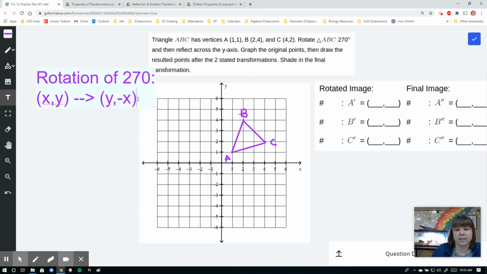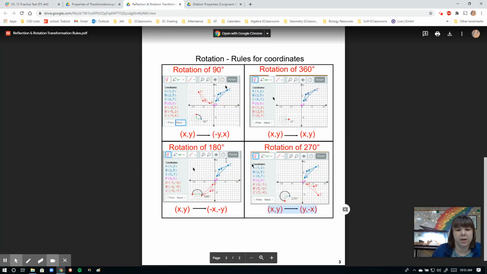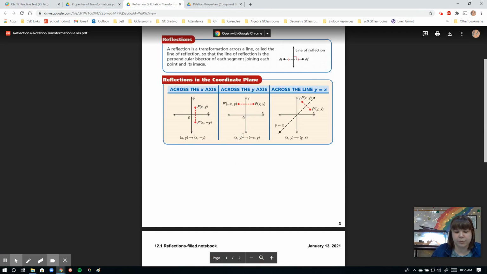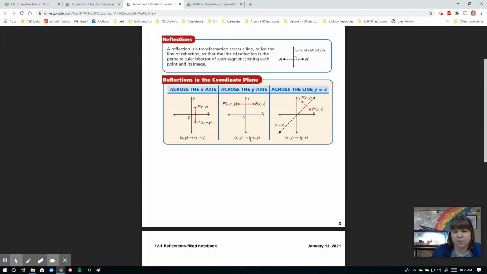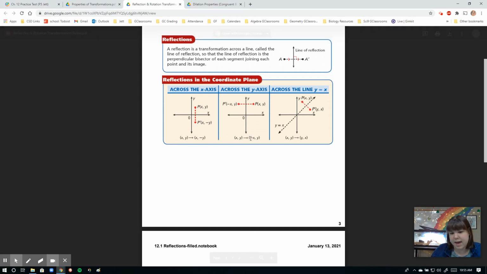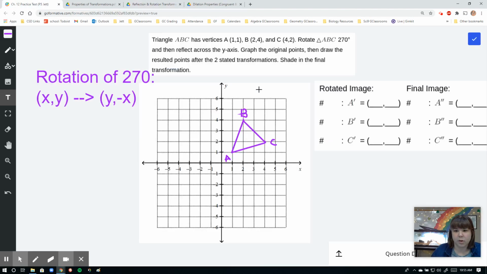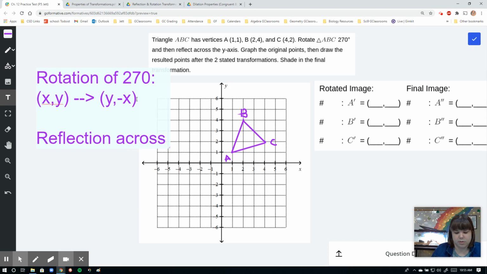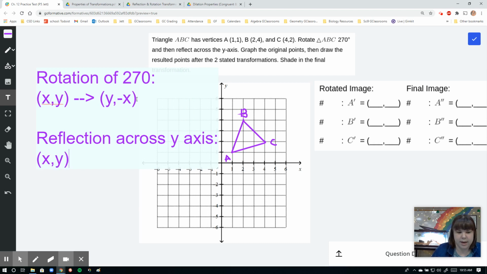Okay. And then the next one, it says we need to do reflection across the y-axis. So again, you can go up here, look at your instructions for reflections across the y-axis. So we're going to need to do this. So I'm going to copy that down and put it in my show your work as well. So we need to just make the x be the opposite sign. So I'm going to write reflection across y-axis. That's where we take (x, y) and we change it to be (-x, y).